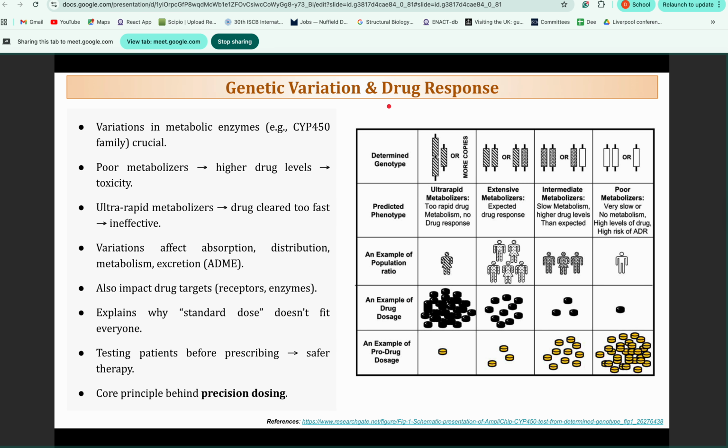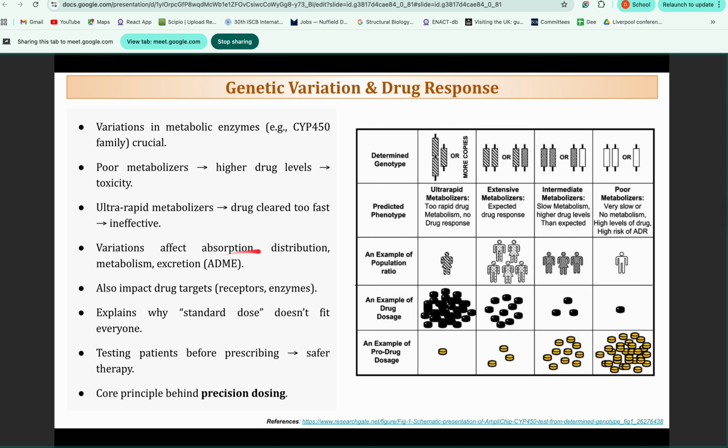Okay, now we are similarly talking about the genetic variations and drug response. Variation in metabolic enzymes, for example the cytochrome P450 family, is very crucial. Patients who are poor metabolizers require lower doses; if higher drug levels are given, it can lead to toxicity. Whereas if the person is an ultra rapid metabolizer, then the drug is cleared too fast. That means if a low dose of that drug is given, it is ineffective for that particular person.